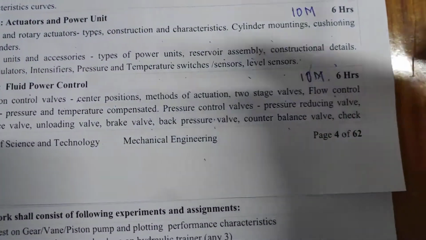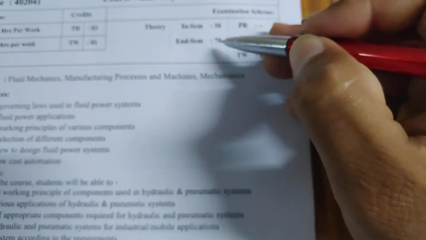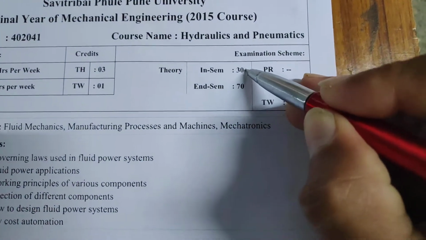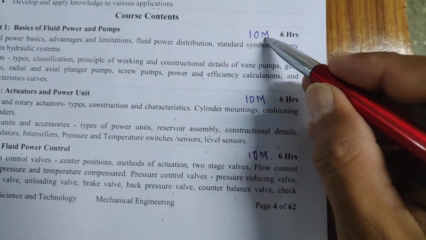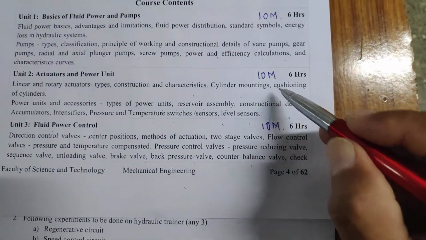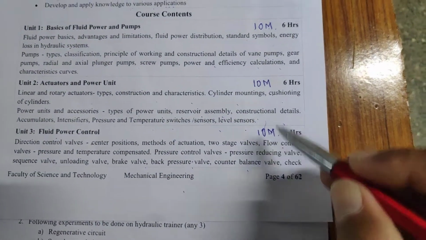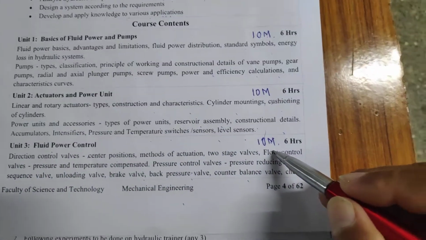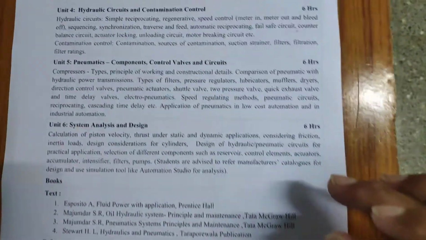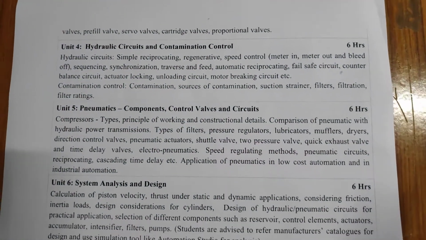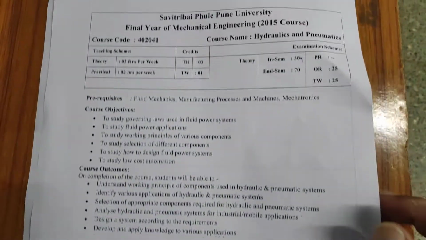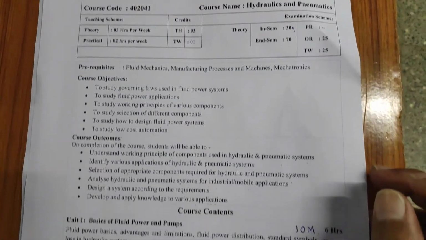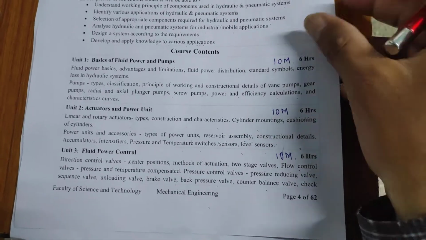That means in semester we observe 30 marks: 10 marks for the first unit, 10 marks for the second unit, and 10 marks for the third unit. In semester, only 3 units are added, unit number 1, 2 and 3. And for the end semester, all 6 units are added. For end semester, the syllabus is all 6 units.